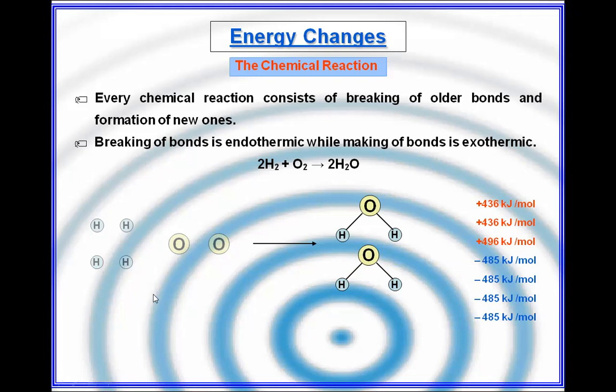436 plus 436 plus 496. The total amount is 436 plus 436 plus 496, so the sum of these numbers is 1368. This is in red color. It means that it must be endothermic. Heat is absorbed.